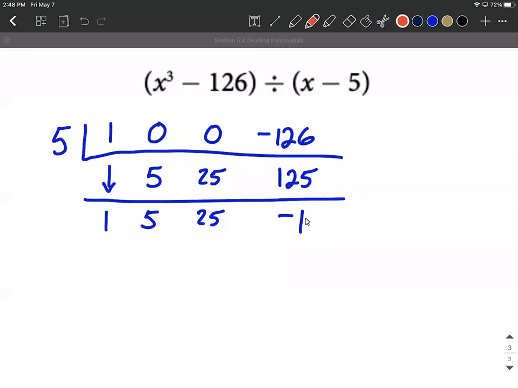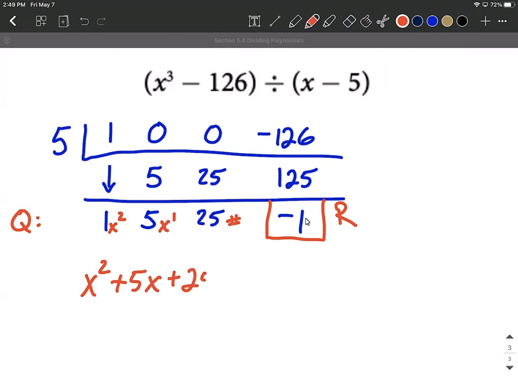Okay, now as far as reading our solution out, we've done the synthetic division. We just need to get our solution out of this. This very last number, that's going to be our remainder each time. And everything else here goes as our quotient. So the number next to the remainder is a constant. And then we count up powers of x. So x to the first, x squared. So we can write out our quotient as 1x squared plus 5x to the first plus 25.